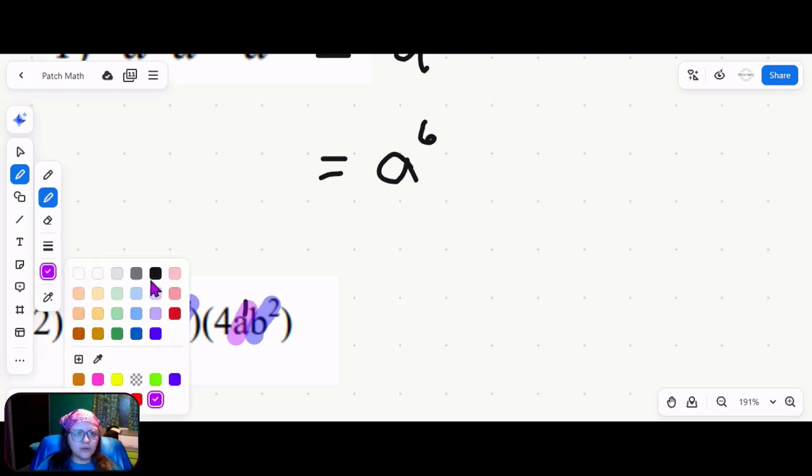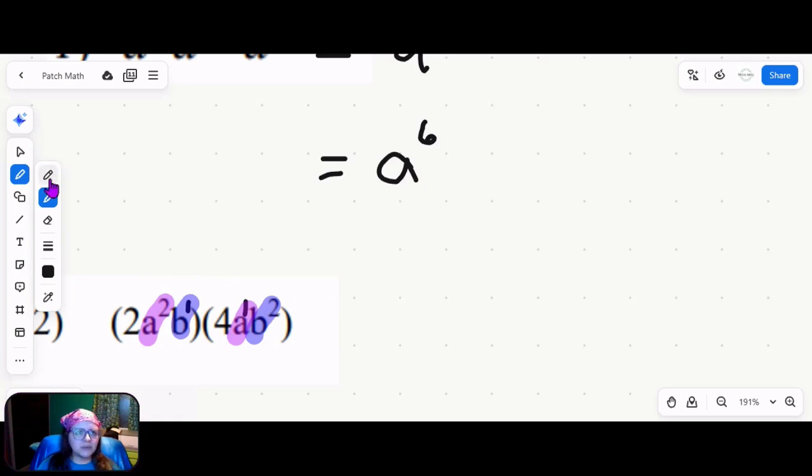Now notice those numbers on the outside, the 2 and 4, they are just good old-fashioned numbers. They are coefficients. We cannot apply exponent rules to them. And the number one thing a student will do wrong when learning exponent rules is applying it to non-exponents. In this case, that is 2 times 4, and that is 8.